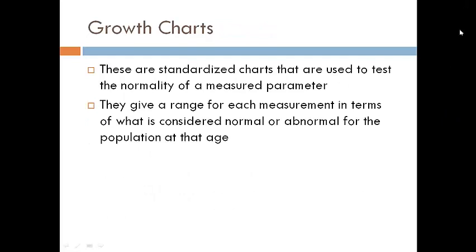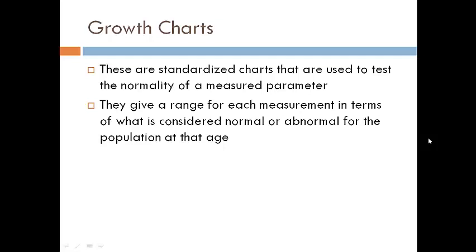Now, in order to make sure that these parameters are in fact progressing normally, pediatricians use something called growth charts. Growth charts are standardized charts that are used to test the normality of a measured parameter. They give you a range for each measurement in terms of what is considered normal or abnormal for the population at that age.